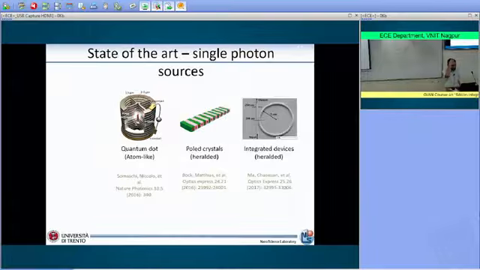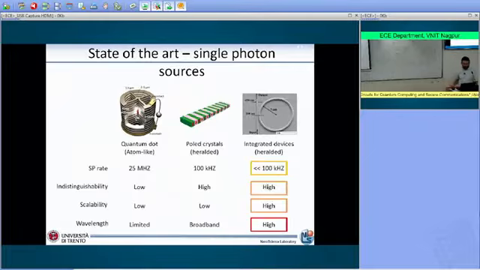So what is the state of the art? This is the state of the art of the single photon sources. We have quantum dot atom-like sources that were initially demonstrated 10 years ago. Then we have heralded photon sources that have also been demonstrated a few years ago. And as you will see, one kind of device used to make these integrated devices with the heralding concept is the microring resonator.